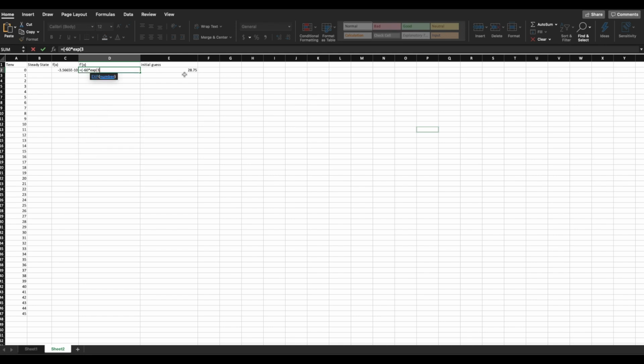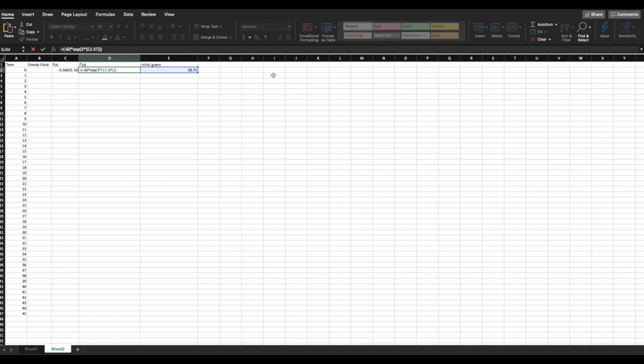Exponential of 3 times the value that you have for the guess minus 37, and that closes this part, that closes the exponential, and that closes the numerator.